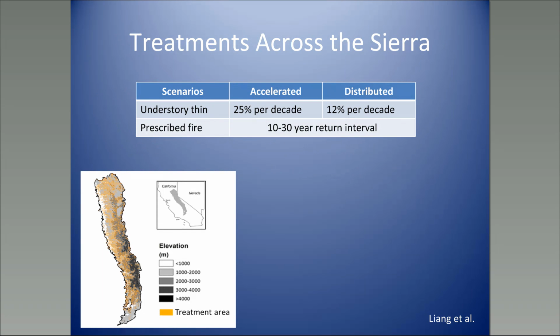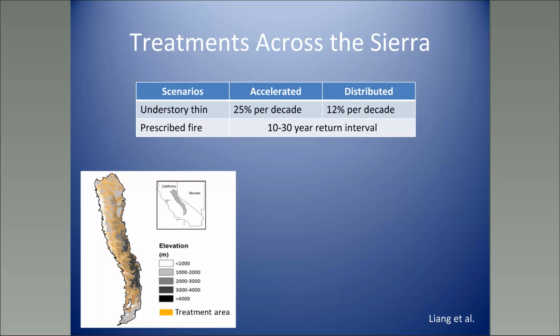So now I want to zoom back out to looking at the entire Sierra Nevada. And this is a simulation we've just recently finished up where we're building on some work by Malcolm North, Scott Stevens, and Brandon Collins that really looked at the pace and scale of treatment across the Sierra, and this idea that we've got a backlog of treatments, of area requiring treatment out there.